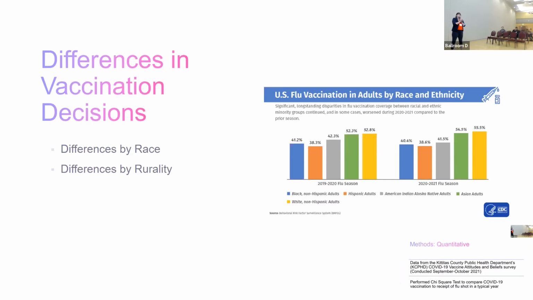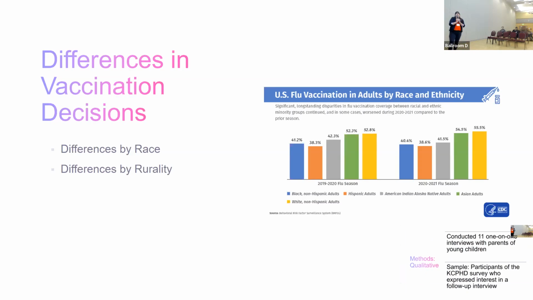The data for the quantitative portion was pulled from the Kittitas County Public Health Department's COVID-19 Vaccine Attitudes and Beliefs Survey, which was conducted in September and October of 2021. I performed a chi-square test to compare COVID-19 vaccination to receipt of a flu shot in a typical year. And for the qualitative portion, I conducted 11 one-on-one interviews. My overall thesis study is looking at parental status as a modifying factor in COVID-19 vaccination status, so that just happened to be the population I worked with. These people were recruited from the overall quantitative survey as people who expressed interest in a follow-up interview.